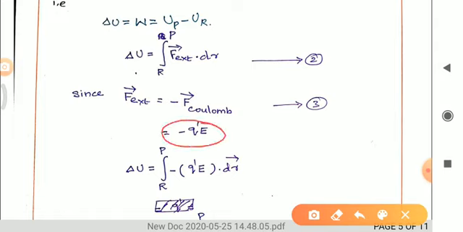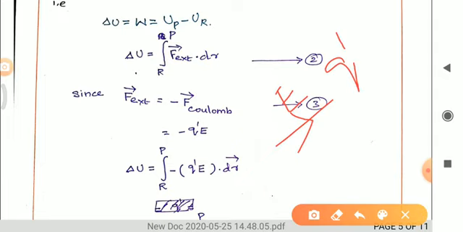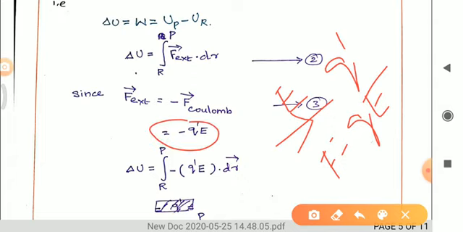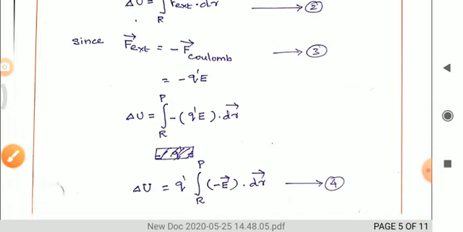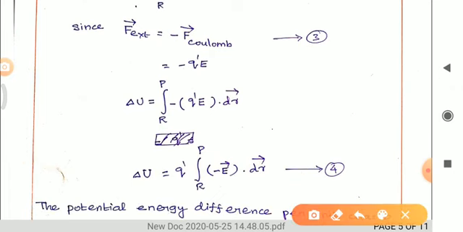Why? Sometimes you can ask, sir, Coulomb force means 1 by 4 pi epsilon naught into Q1 Q2 by r square only. No sir, here it is the force experienced by the charge Q dash in the presence of an electric field. That's why the force experienced in the electric field is given by, as already discussed, F is equal to Q into E. Since it is acting in the opposite direction, it is given by minus QE. Are you clear? Right. Now we can substitute the value of Coulomb force here. Coulomb force is equal to what? It is nothing but the external force. So minus QE into dr.